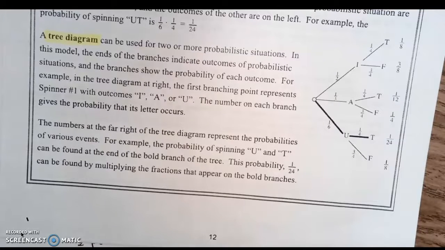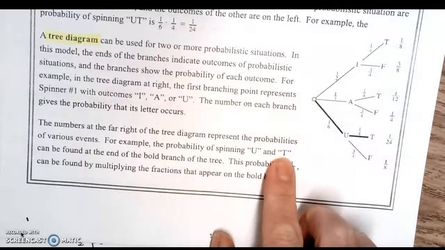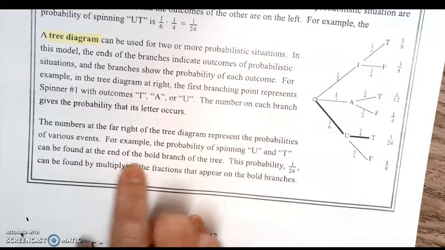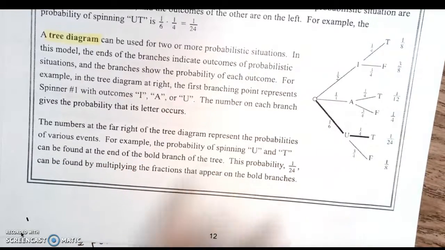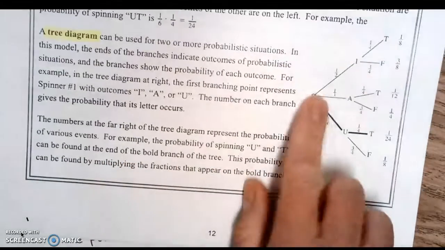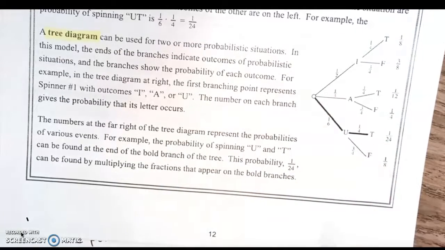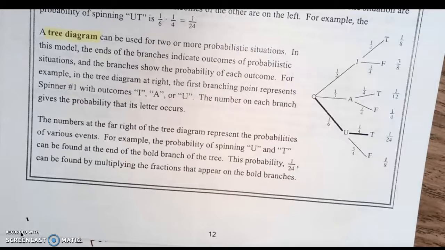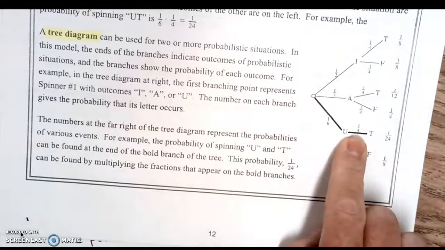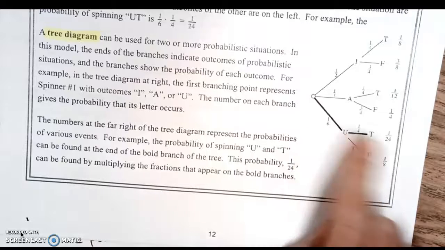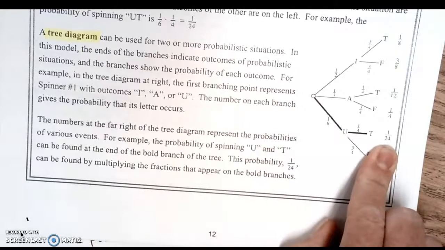The numbers at the far right of the tree diagram represent the probabilities of various events. For example, the probability of spinning U and T can be found at the end of the bold branch of the tree. We go U, then T, we get to 1/24. Can be found by multiplying the fractions that appear on the bold branches. So if you take the 1/4 times the 1/6, you're going to get 1/24.